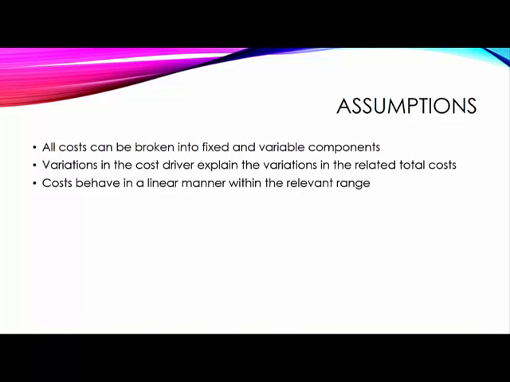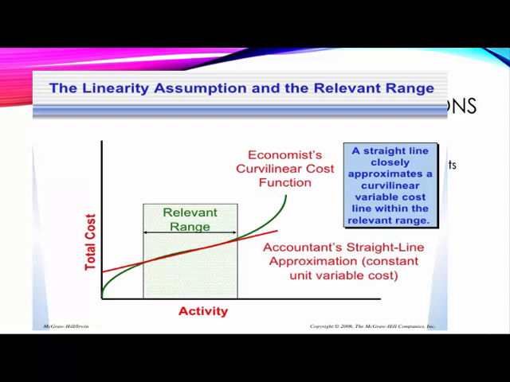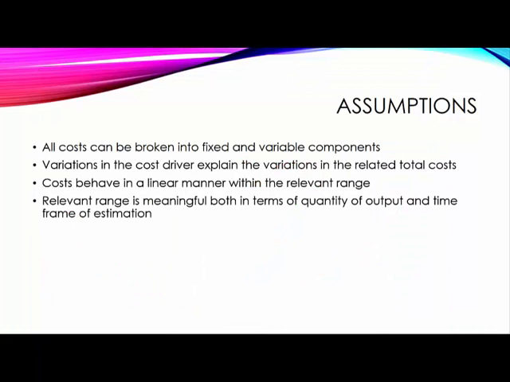Costs behave in a linear manner within the relevant range. From economics, you know costs are actually curvilinear. But if you take a curved line and you slice a small enough chunk of it, it approximates a linear function. The relevant range is meaningful both in terms of quantity of output and the time frame. So that relevant range has to be both how many we're making and the time frame that we're making it.